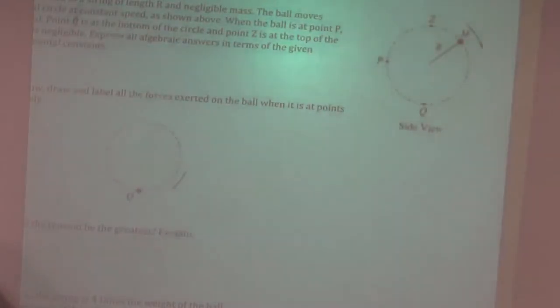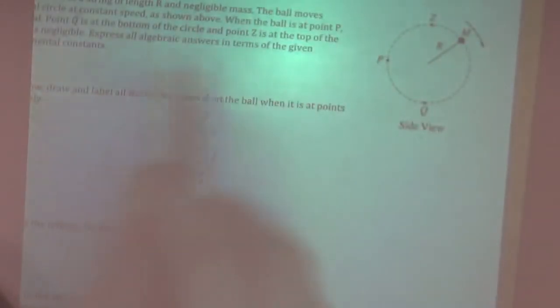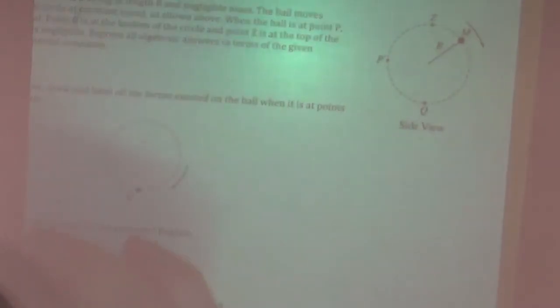We've got a ball of mass m attached to a string of length r, twirling around in a vertical circle, so this is like up and down. When the ball is at point P, the string is horizontal, point Q is at the bottom, Z at the top, and we're going to express all of our answers in the givens that it tells us. So it says draw out all the forces at points P and Q.